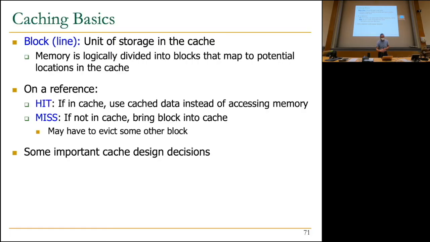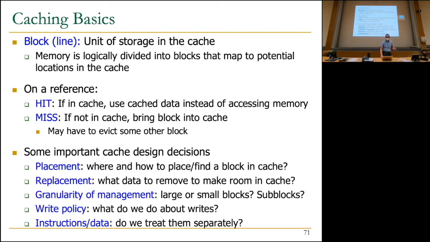Okay, so some important cache design decisions. We're going to cover some of them, and there are many. Placement is where and how to place or find a block in the cache. This is related to what we already discussed in the earlier slide in fully associative, set associative, etc. We're going to look at that a lot. Replacement refers to what data or what block to remove from the cache to make room for incoming data. Granularity of management: we have large blocks, small blocks, 8 bytes, 64 bytes or 256 bytes or 4 kilobytes. Hopefully not 1 megabyte in the hardware cache, that's a lot, but you can think about it that way also.